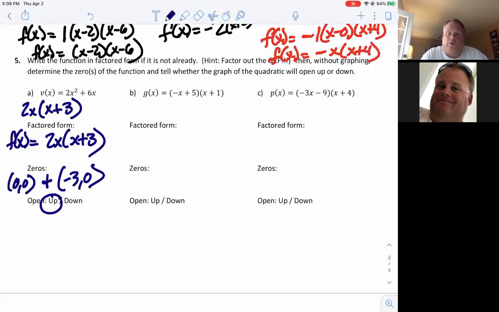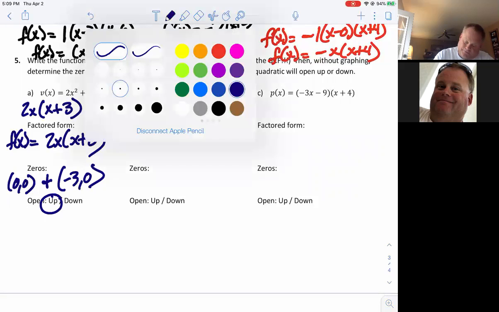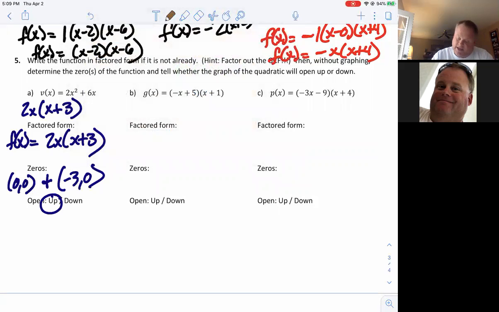All right, I'll do one more with you, and then I'll let you do C on your own, and then we'll be done for the day. Okay, so when I look at this one, I see g of x equals negative x plus 5 and x plus 1. Well, the only thing I could do is factor out a negative 1 to make that x a positive. So if I factor out a negative 1, that's going to end up making this an x minus 5. And it doesn't do anything to the last one.